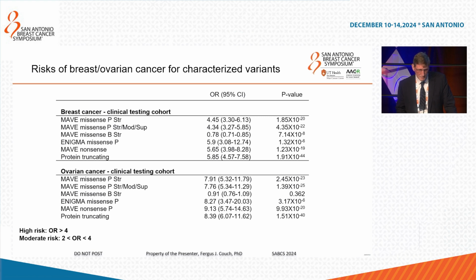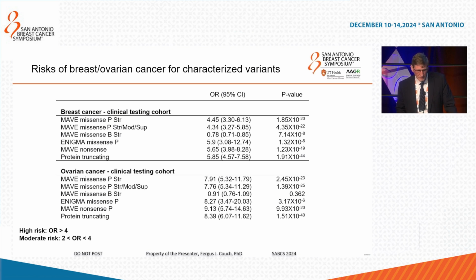If you look at this busy table here, the top row are the pathogenic strongs that I mentioned, the most likely to be pathogenic out of our group of variants. You see that they're giving us an odds ratio of 4.45, which is obviously elevated risk of breast cancer. The same at the bottom with ovarian, 7.91, a very elevated risk of ovarian cancer with these variants. The rest of the rows are actually standards.